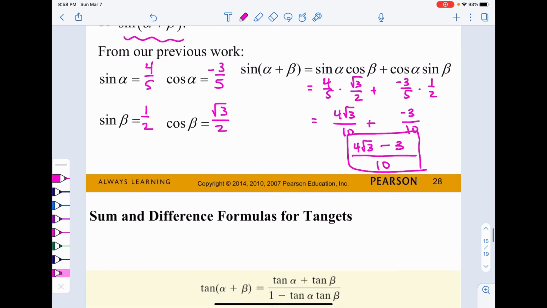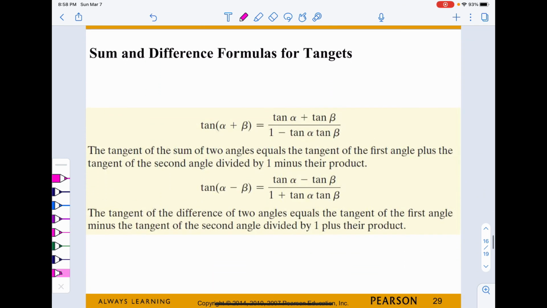Now, the last piece of these notes talks about the sum and difference formulas for tangents. So the tangent of alpha plus beta is going to be broken down into the tangent of alpha plus the tangent of beta on the top, divided by 1 minus tangent of alpha, tangent of beta. So it just says in words, the tangent of the sum of two angles equals the tangent of the first angle plus the tangent of the second angle divided by 1 minus their product. So it starts with a plus, and we have a plus on the top, and then it goes to the opposite sign on the bottom.